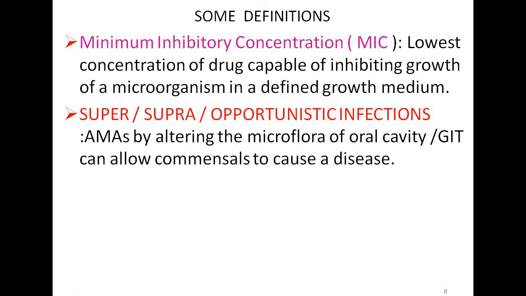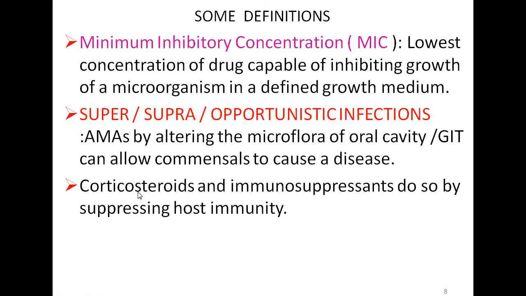Now imagine if there are 5 commensals, they are actually competing with each other, so they do not allow any one species to flourish. If an antibiotic kills 3 of these, then the other 2 have less competition, they grow and they can cause a disease. So the antimicrobials or antibiotics cause superinfection by altering the microflora. Whereas corticosteroids and immunosuppressants result in superinfections by suppressing host immunity, because corticosteroids are also powerful immunosuppressants.